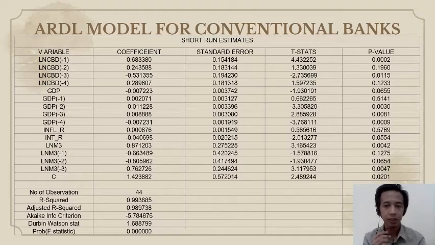The adjusted R-squared value is 0.989738, which means 98.97% of the variation is due to independent variables. Furthermore, the value of probability F statistic is 0.0000, less than 0.05, which means the combined effect is significant and considerable to prove the model is fit.